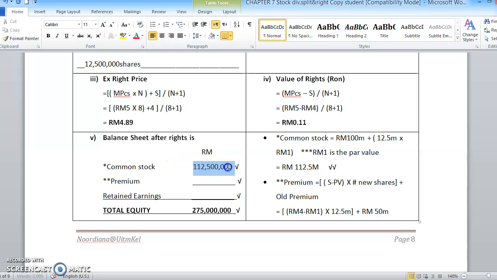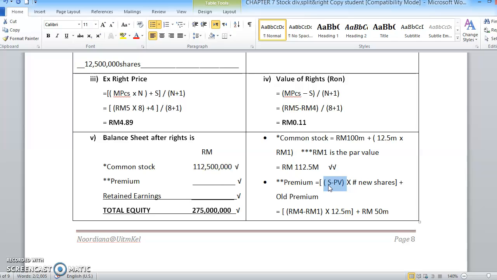So, dekat sini dia jadi macam ni ya. Jumlah common stock yang baru adalah 112 juta dan 500 ribu. Okay. So, untuk premium pula ada formula yang kita kena guna pakai untuk calculate the new premium selepas right issue. The formula is over here.